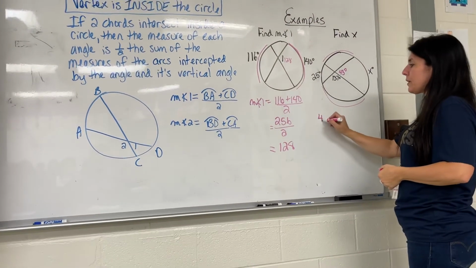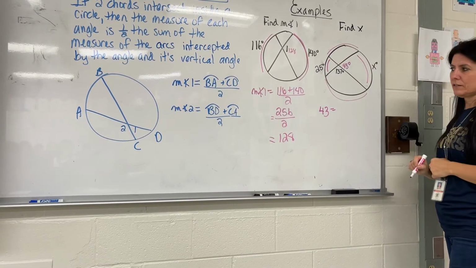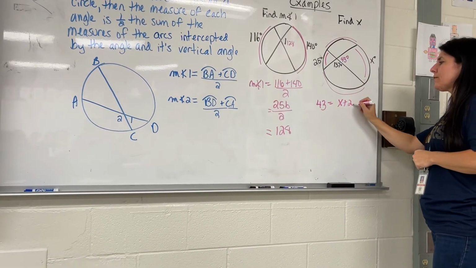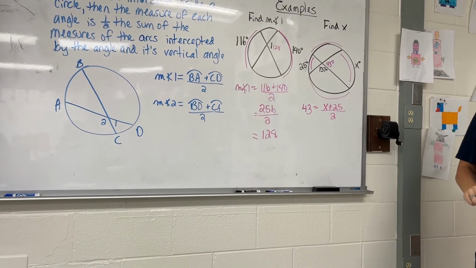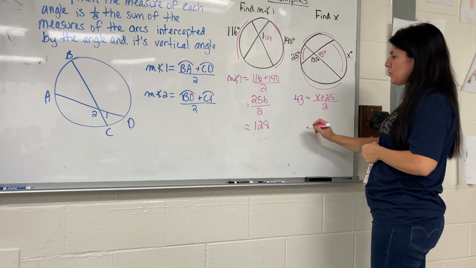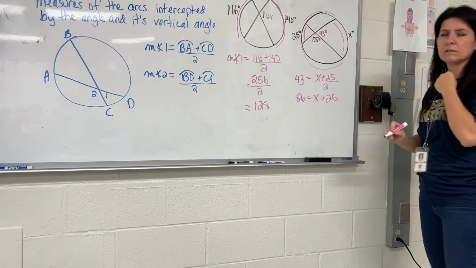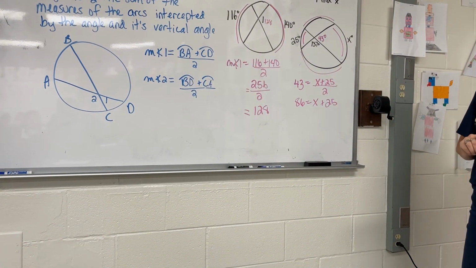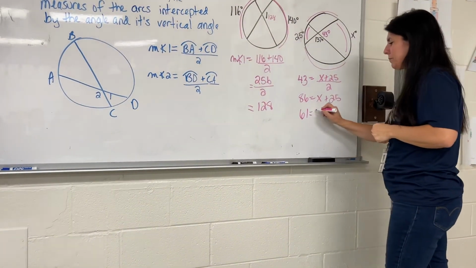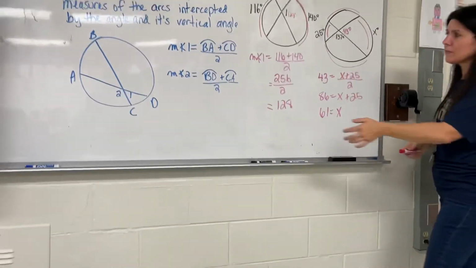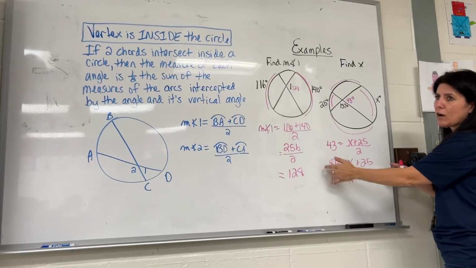So this 43 angle is the average of this arc and this arc. So I can say x plus 25 divided by 2 equals that angle. Let's multiply by 2 on both sides and subtract 25. What does that give me? 61 equals x. Thank you. So make sure, this one you can probably do in your head. Be careful that you know how to set up your equation because they're not always going to be that easy.